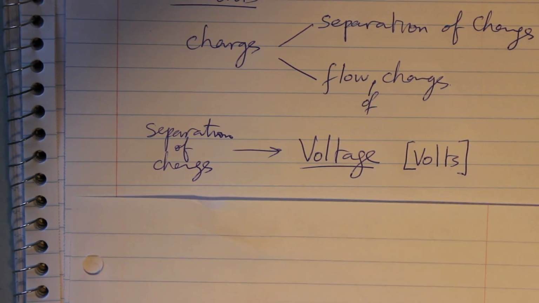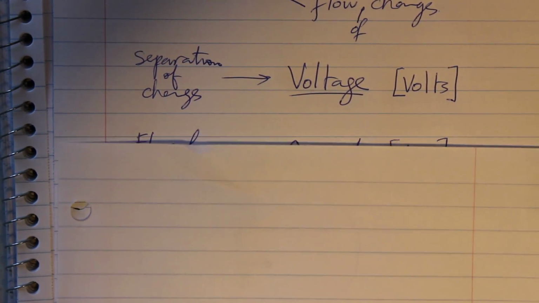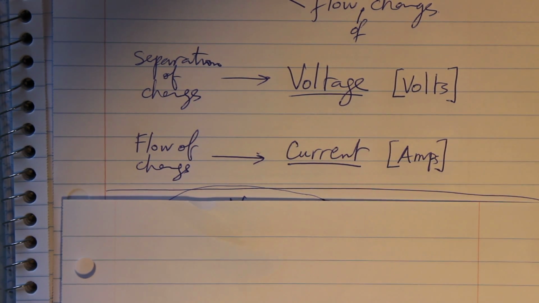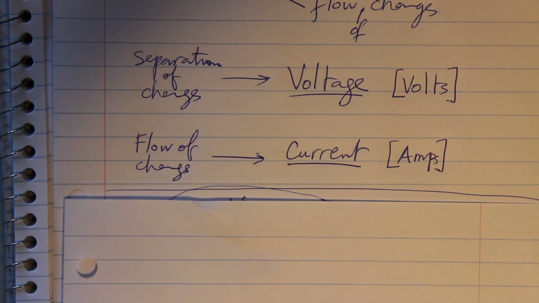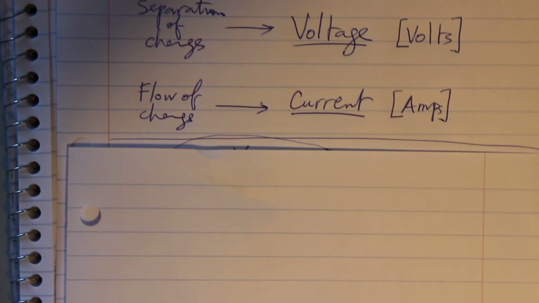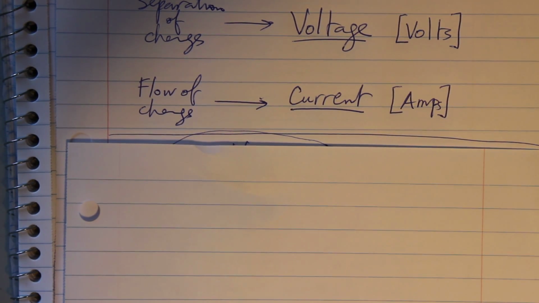And when we talk about the flow of charges, the flow of charges is basically current. Current is in amps or amperes. Okay, so voltage and current are the most common basic things in electrical circuits that you'll be using or measuring.